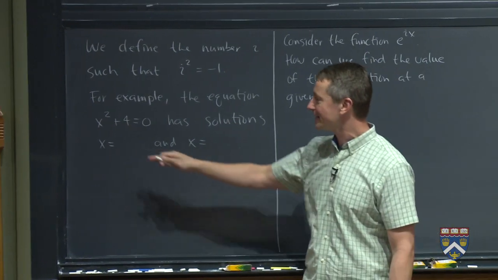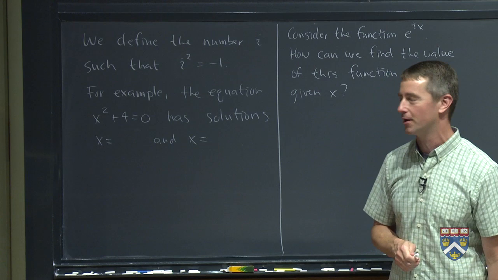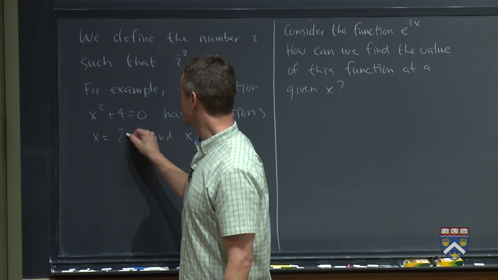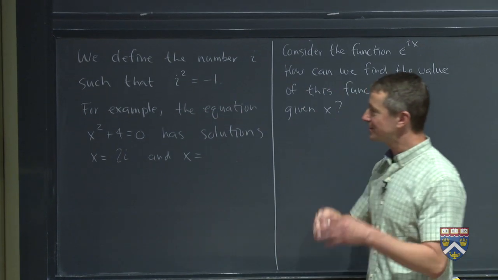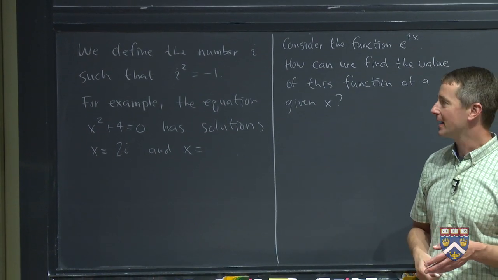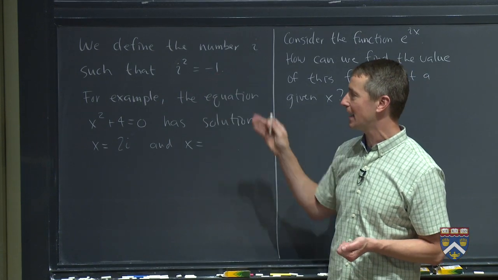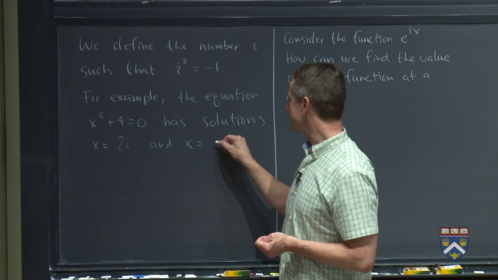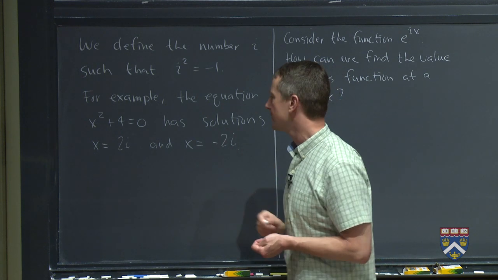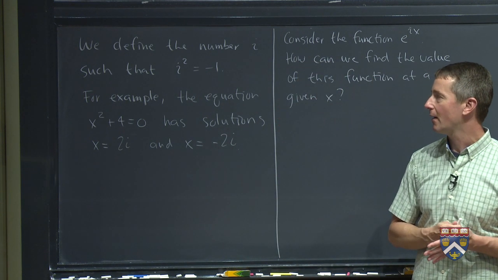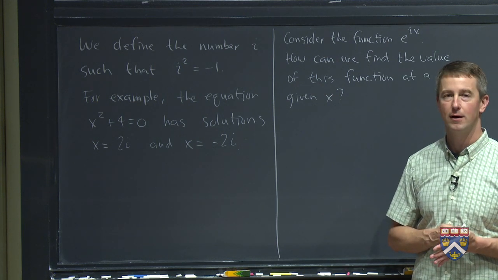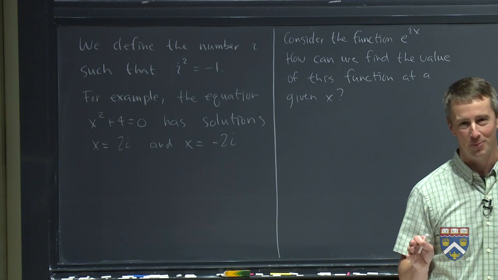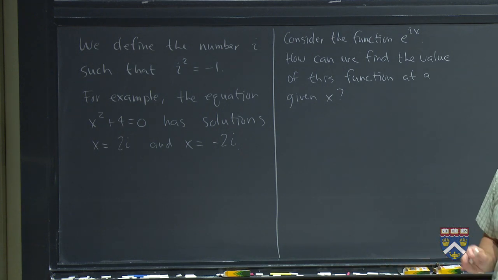For example, if we take this equation x squared plus 4 equals 0, the two solutions of that are x equals 2i, because if I take 2i and I square that, I get 4i squared, in other words, 4 times negative 1, so I get negative 4 plus 4, which is 0. And the other one is x equals negative 2i, because when I square that as well, I get negative 4, and negative 4 plus 4 is 0.